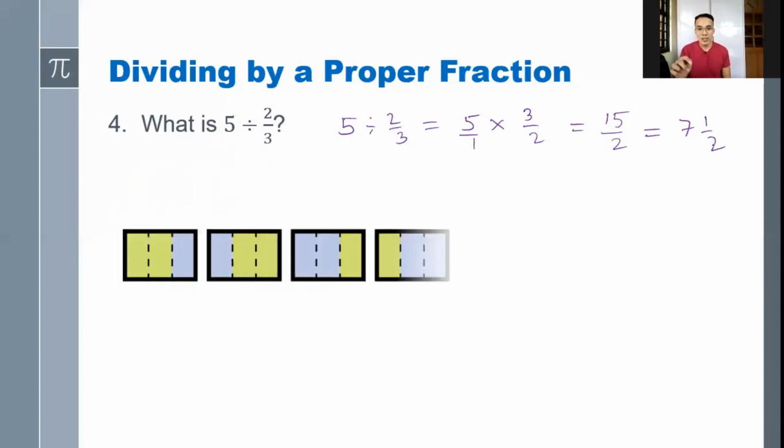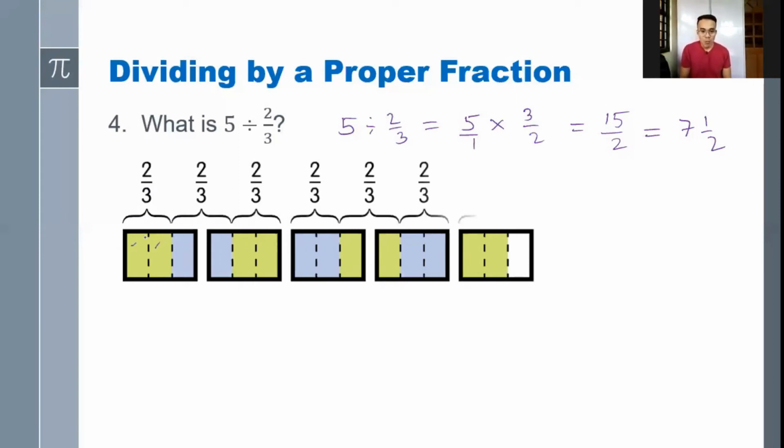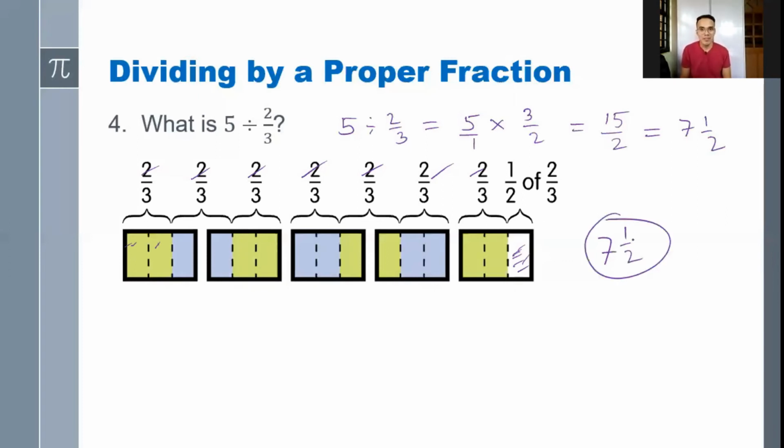So how do we answer this question using a model? There should be 5 wholes, and each whole should be divided into 3 equal parts. This is 1/3. So we need 2 parts in order to get 2/3, another 2/3, another 2/3, and so on. How many 2/3 are there in 5 wholes? We have 1, 2, 3, 4, 5, 6, 7. There are 7 2/3, and remember that we have here an extra 1/3. And take note that this portion is just 1/2 of 2/3. So we have 7 and 1/2 total. This is the answer. Okay.